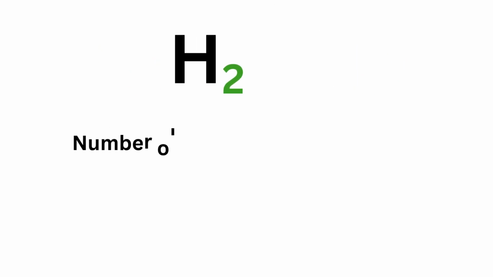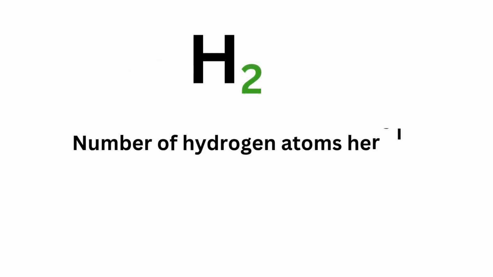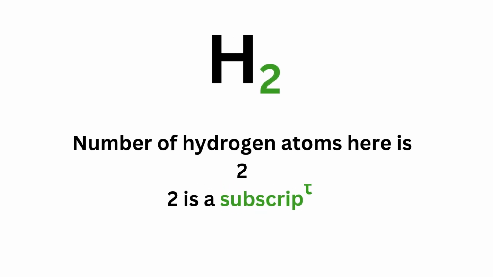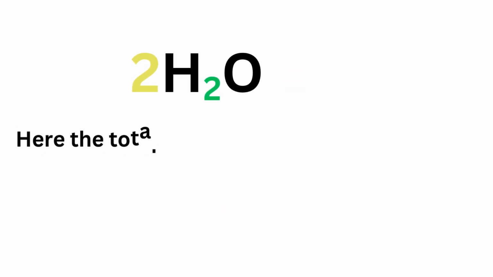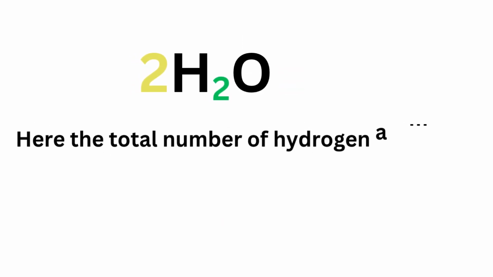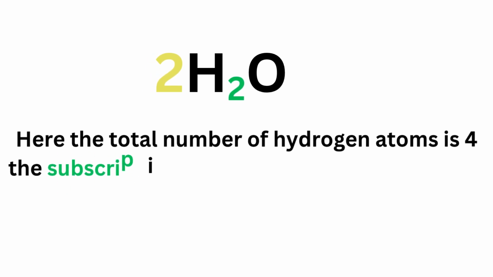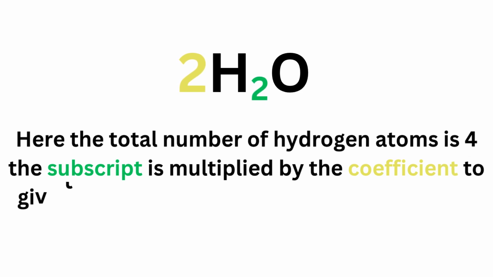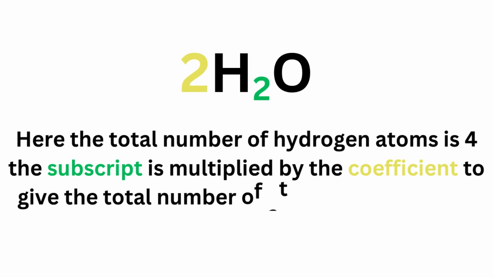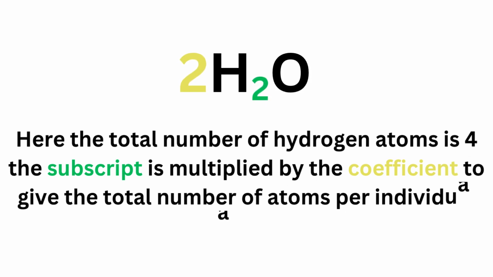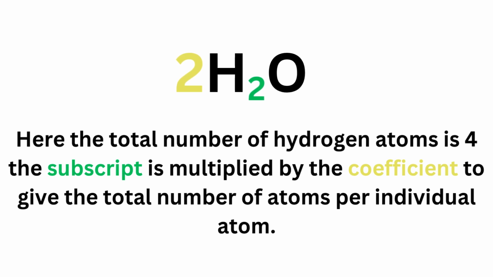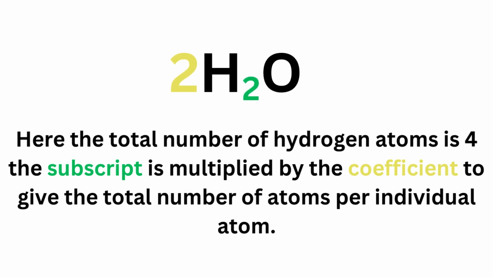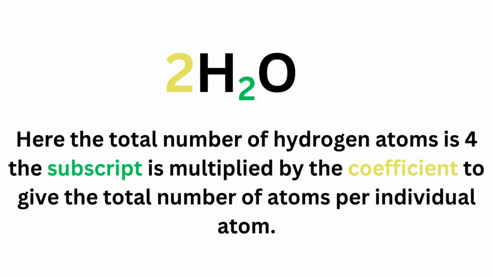Well, allow me to explain. Whenever there is an atom with both a coefficient and a subscript number, we have to multiply the two to get the total number of atoms of that specific atom. In this case, we have a coefficient of 2 next to the H2O molecule, but the hydrogen atom has a subscript of 2. Therefore, we end up with 4 hydrogen atoms from multiplying the coefficient 2 and the subscript 2.